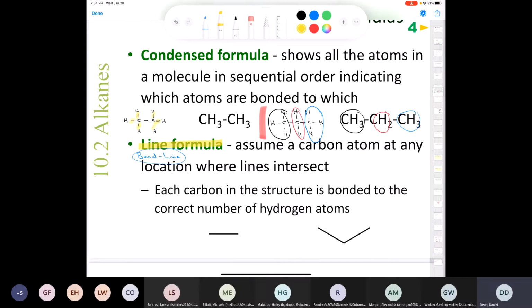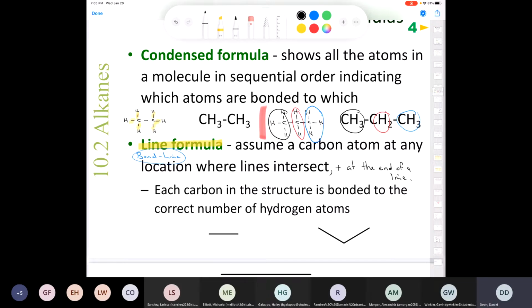It says, in a line formula, you assume that there's a carbon atom at any location where lines intersect. Each carbon in the structure is bonded to the correct number of hydrogen atoms. So not only do we assume that there's a carbon at any location where lines intersect, there are also carbons at the end of a line.